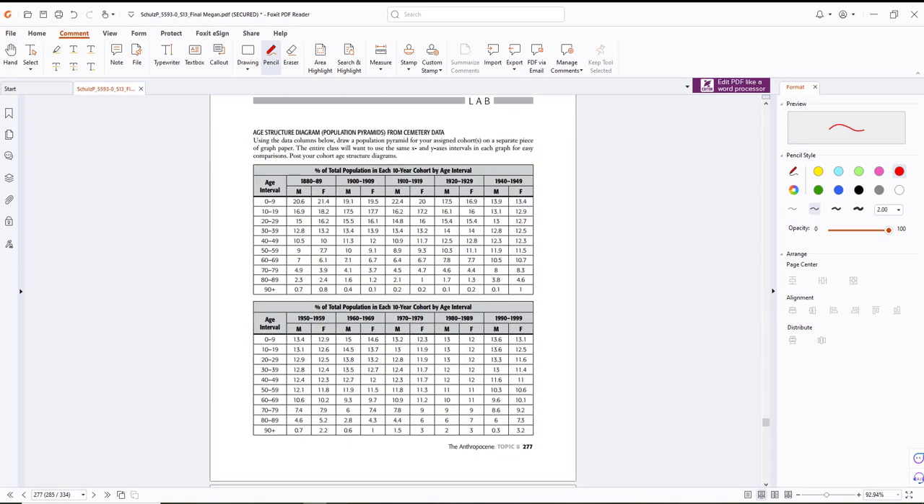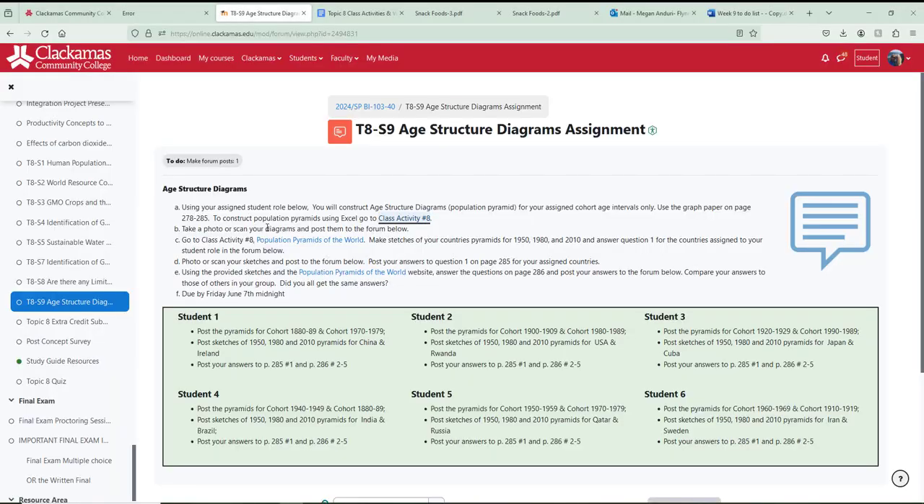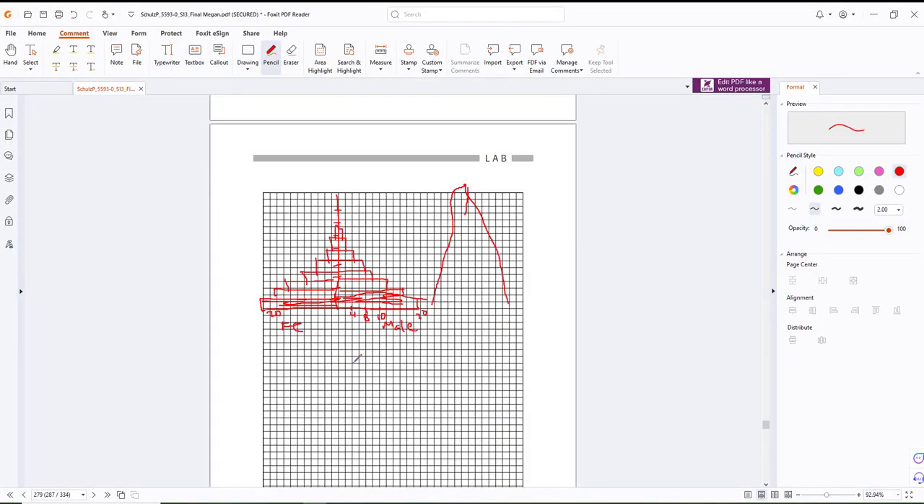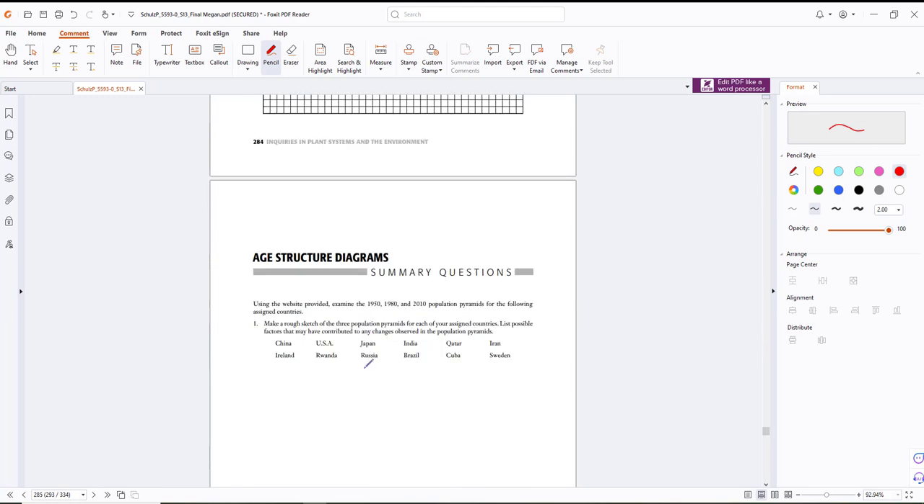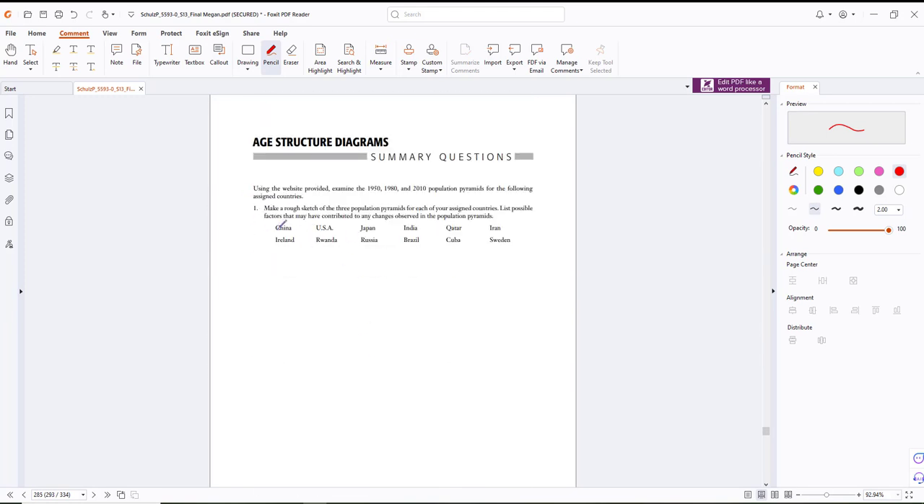Let me go back to our assignment. Okay, so that's the pyramid. So you're going to post your pyramids for your cohorts. And then you're going to take a look at, so this is just for the United States. Next, we're going to compare the pyramids for countries. So you've each been assigned 2 countries. So you're going to do the same thing, but instead of posting over time, you're going to be posting for different countries.